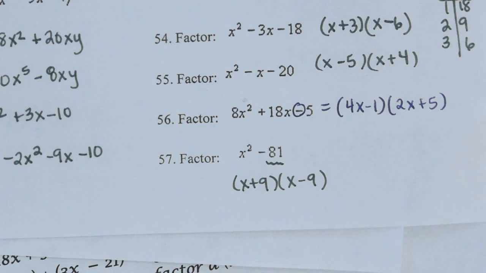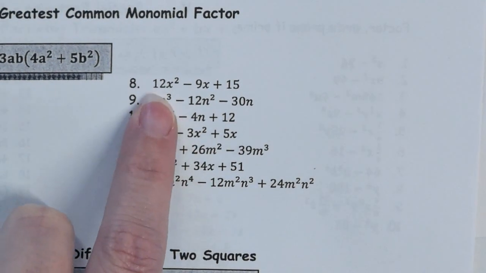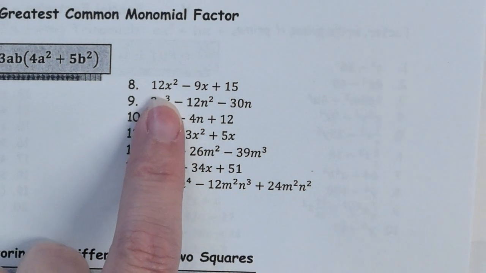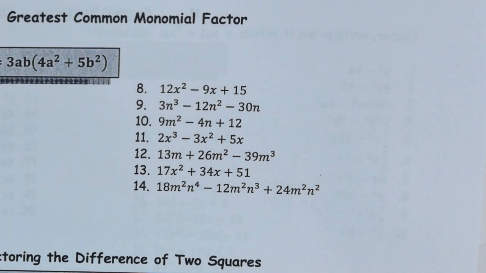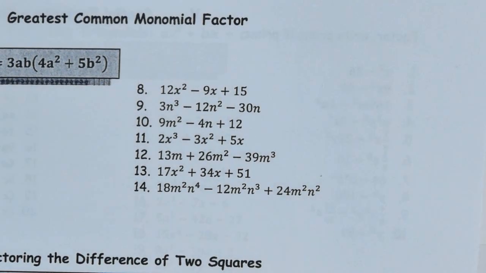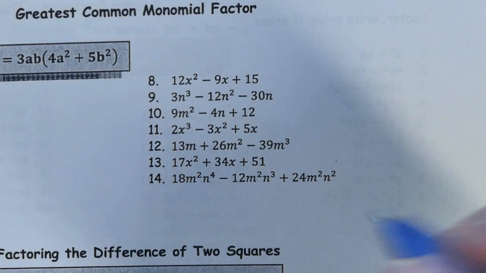Okay, for section 2, you are factoring out the greatest common monomial factor. So for number 8, you have 12x squared minus 9x plus 15. It's okay that it's a trinomial. All right, first look at the numbers. What numbers go into 12, 9, and 15? 3. So I'm going to take out the 3, and then can I take out a variable from all of them?